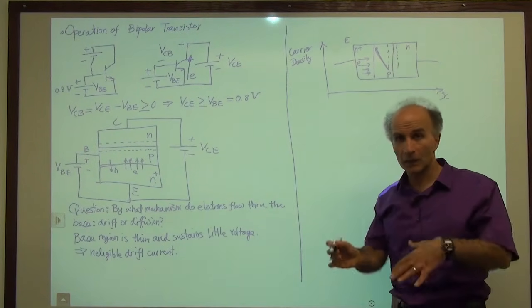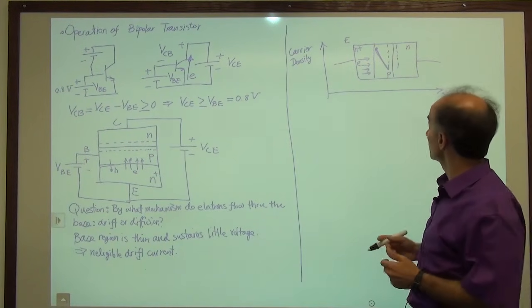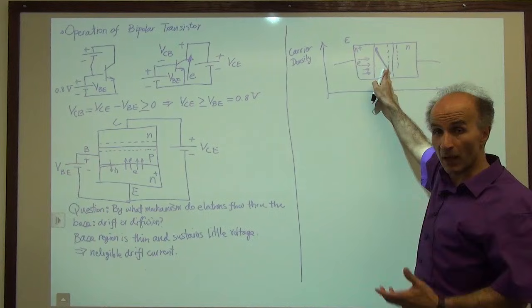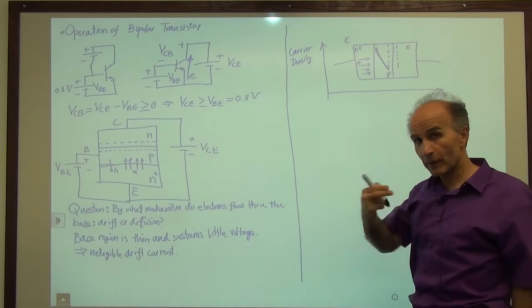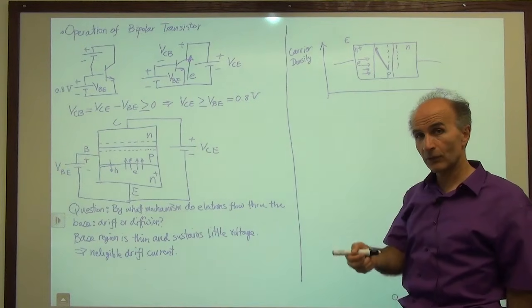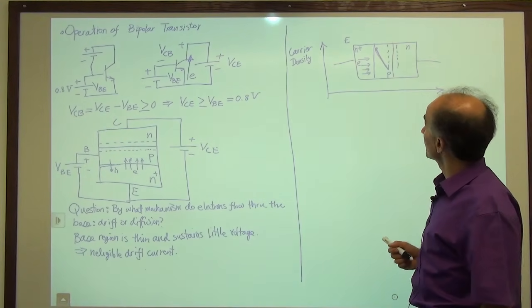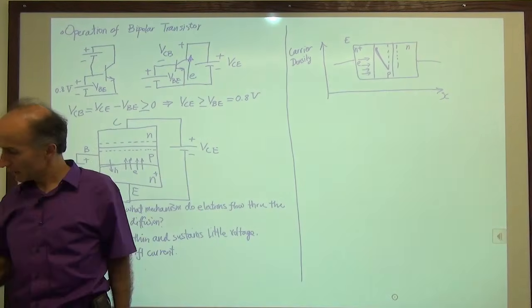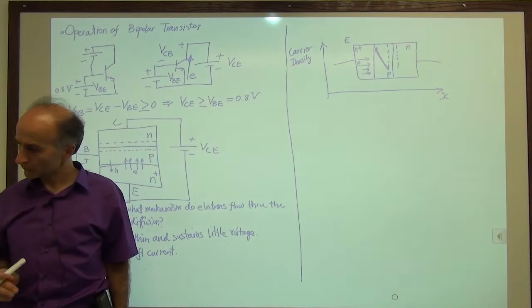It may be linear, it may not be linear. That's not a big concern right now. But what we see is that because of the concentration difference, we must have a diffusion current inside the base. So the primary transport mechanism through the base is diffusion. All right, so that's an interesting observation about the device. Let's see what else we need to understand.